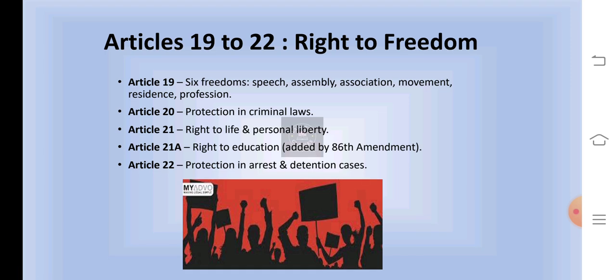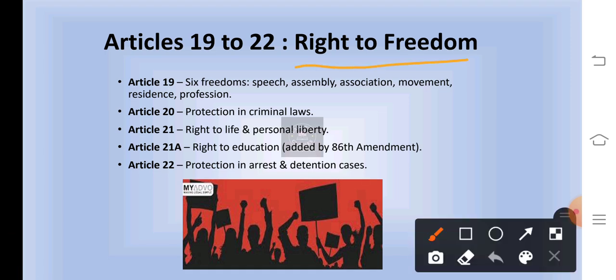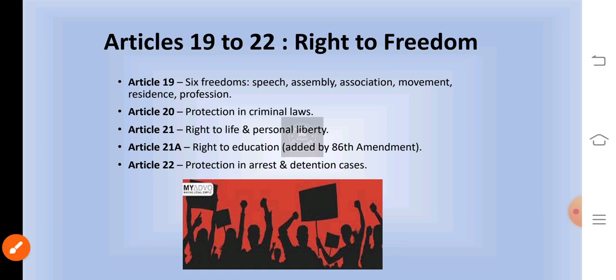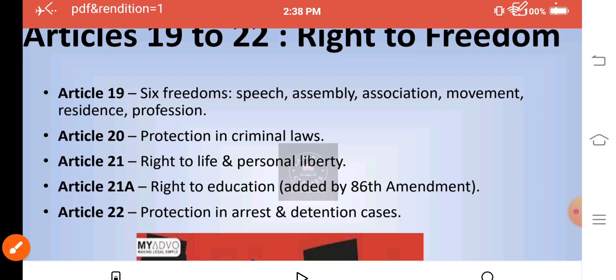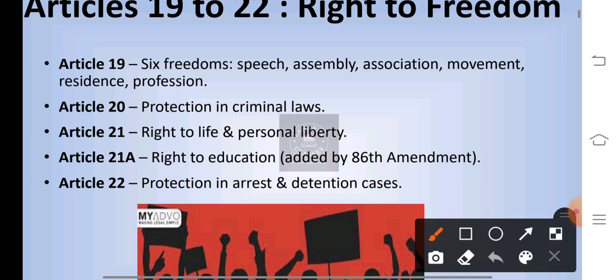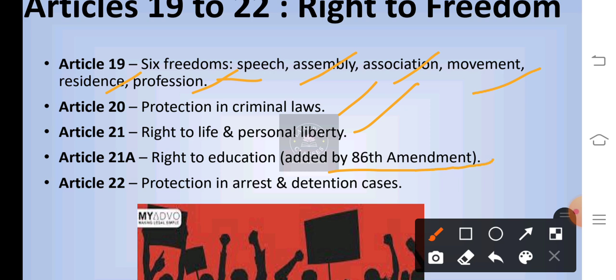Articles 19 to 22 talk about right to freedom. Article 19 speaks about 6 freedoms, that is speech, assembly, association, movement, residence, profession. Article 20 speaks about protection in criminal laws. Article 21 deals with right to life and personal liberty. Article 21A talks about right to education. It was added by the 86th Amendment Act.